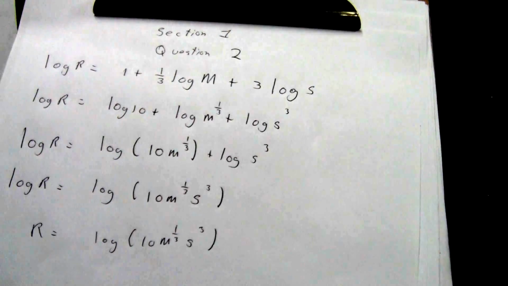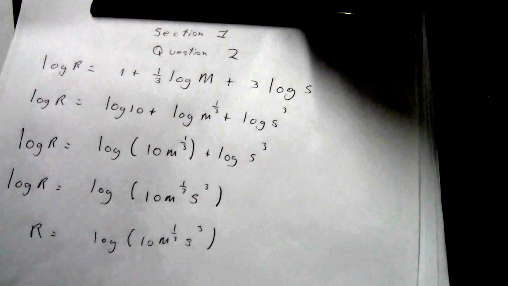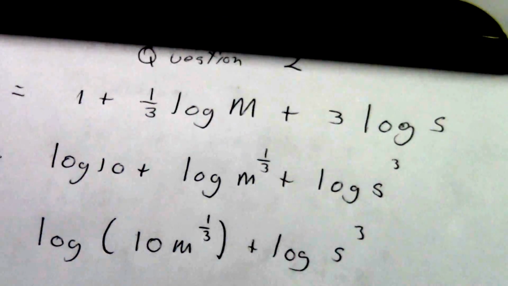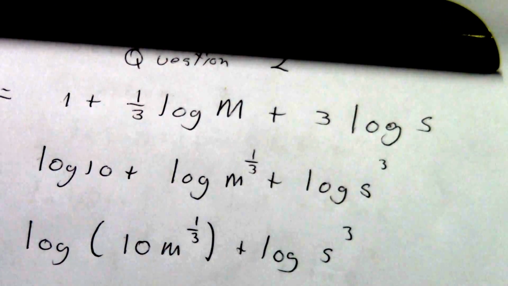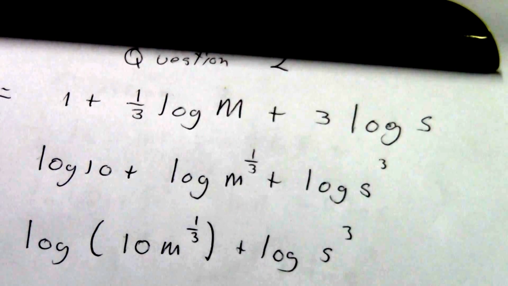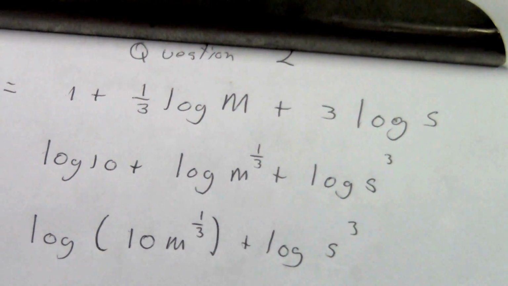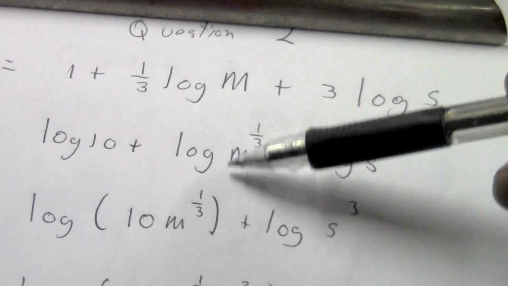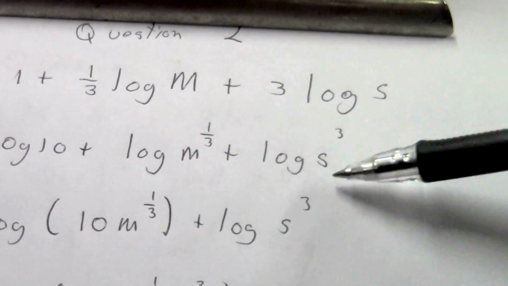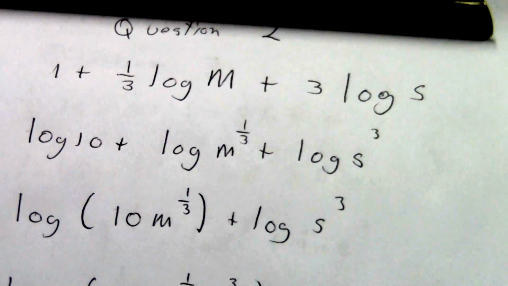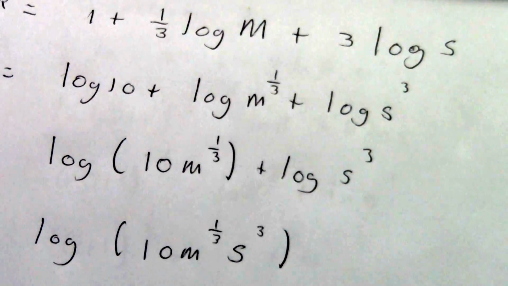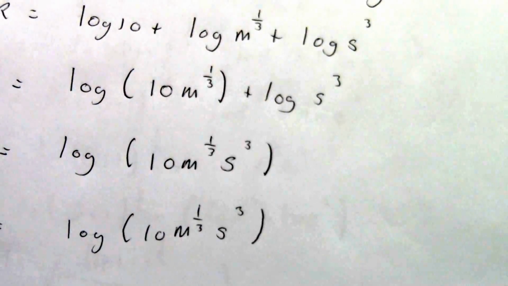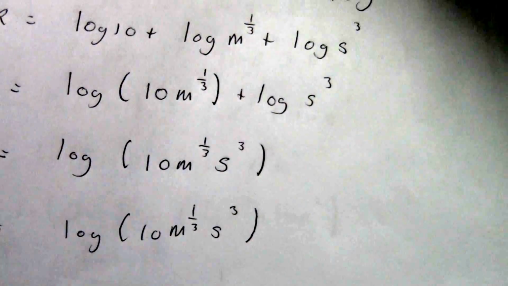Okay, question 2. Okay, so this one is simple. We start with this. Oh, I did not say anti-log both sides, but you get a point. You'll see in the rest of the questions. What did we do? We turned 1 into log 10, this into log m to the third power, this is the same rule, log s cubed, and we just use the multiplication rule twice, and we get our answer. And that is as simple as that, number 2.